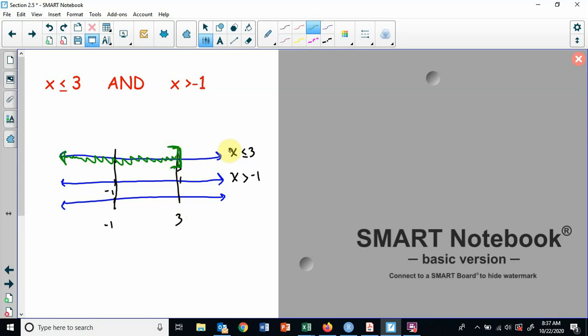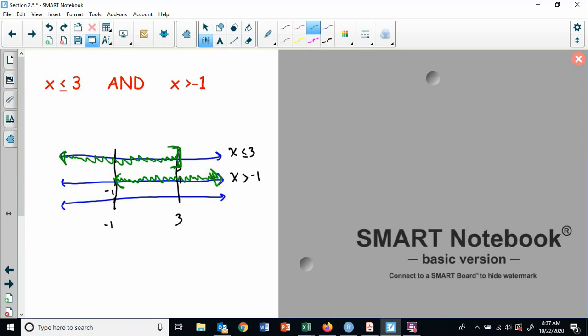Okay, so we've shaded that one. On the second line, we will graph or shade the second inequality. It tells us x is greater than -1. So let's go to -1 on the number line. Greater than is a parenthesis, right? And greater than is this direction.